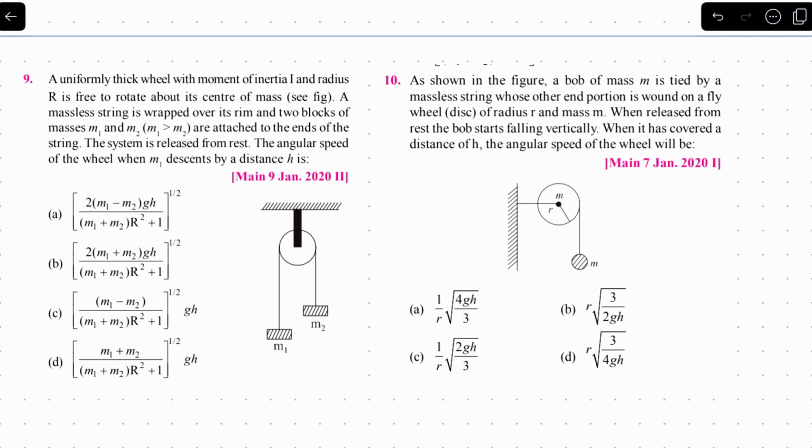Two blocks m1 and m2, where m1 is greater than m2, are attached to the ends of the string. If the system is released, find the angular speed of the wheel when m1 descends by the distance h. So try to think about how you will solve this question.